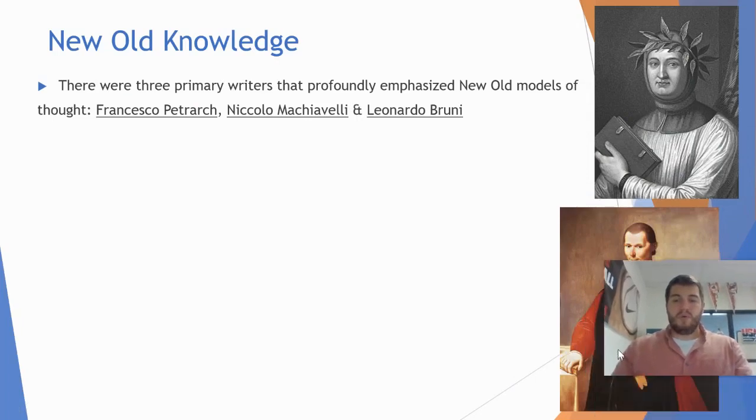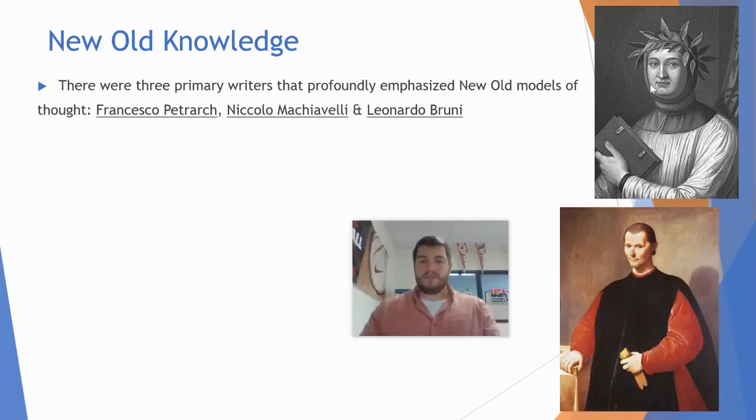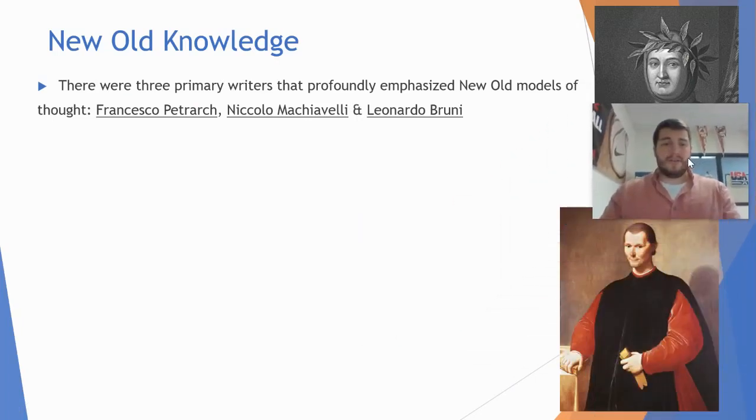So this new old knowledge, and you have a picture of someone named Petrarch up here, and this is Machiavelli down here. So there are three primary writers that are really going to emphasize these new old models of thought. Now, they're new because they're new to people living in this time period, but remember, it's old because it's coming from classical Greek and Roman times. So Petrarch, Machiavelli, and Bruni are three important names that you really need to know.